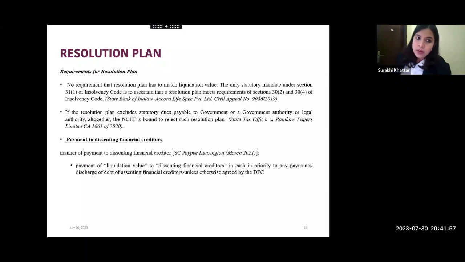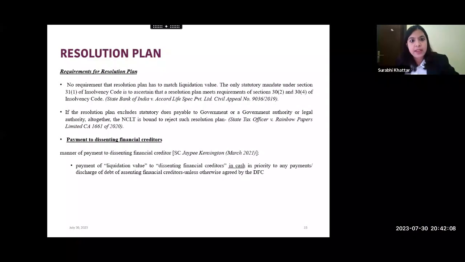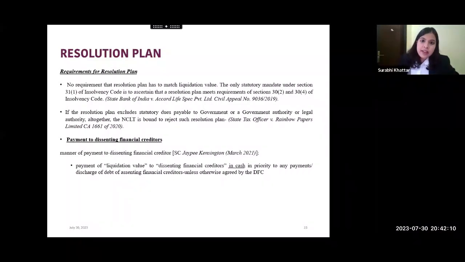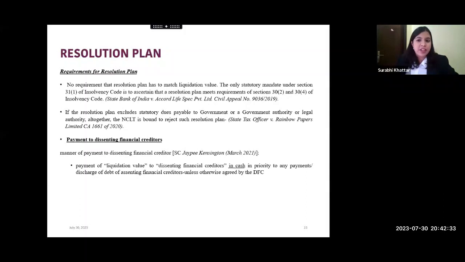There is also, as per Section 30 of the Insolvency and Bankruptcy Code, and Supreme Court has interpreted this section in the JP judgment, where they have specified the treatment to be given to dissenting financial creditors. Dissenting financial creditors are required to be paid a minimum of liquidation value as per Section 30 of the Insolvency and Bankruptcy Code. Further, Supreme Court in JP also said that dissenting financial creditors are to be paid in cash and in priority before any other assenting financial creditors.